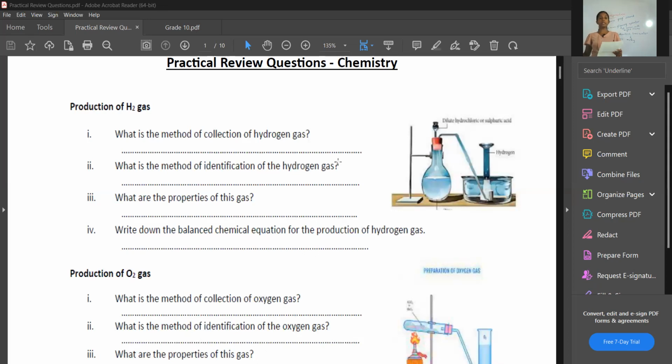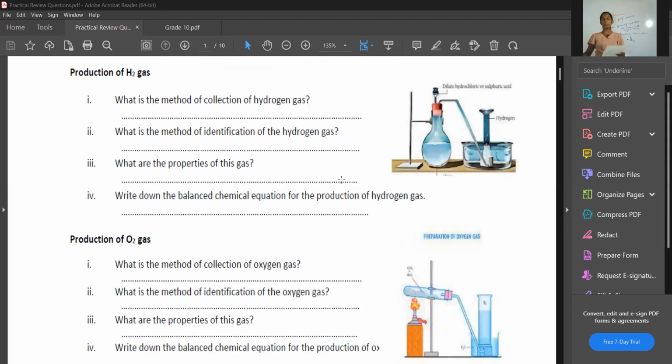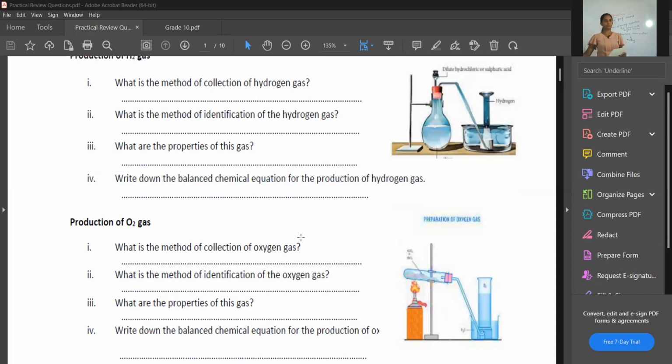Then what are the properties of this gas? It is not mentioned whether they have asked for physical or chemical properties, so you can write any properties related to hydrogen gas. It is less dense than air, it is a combustible gas, odorless, colorless, and the relative molecular mass is 2. Next: write down the balanced chemical equation for the production of hydrogen gas. What is the method we use?